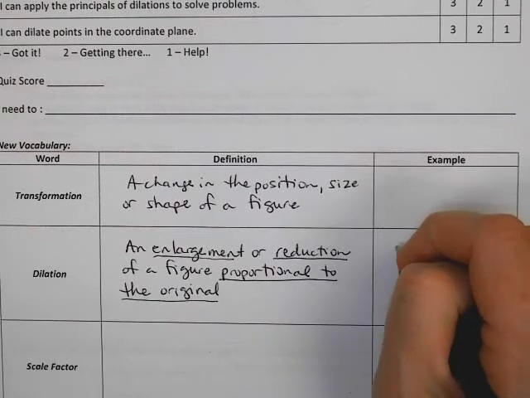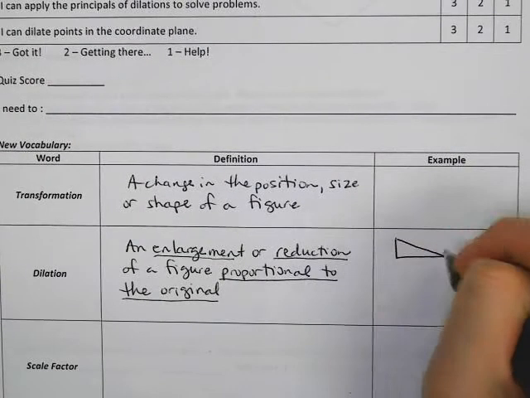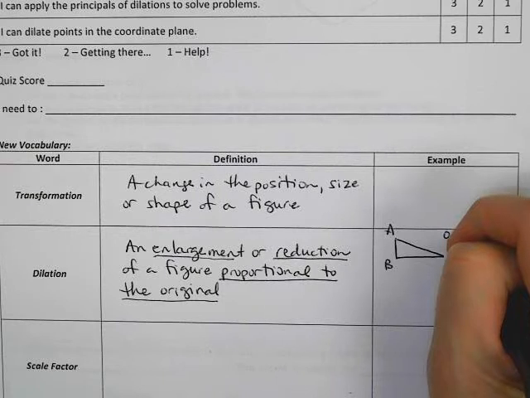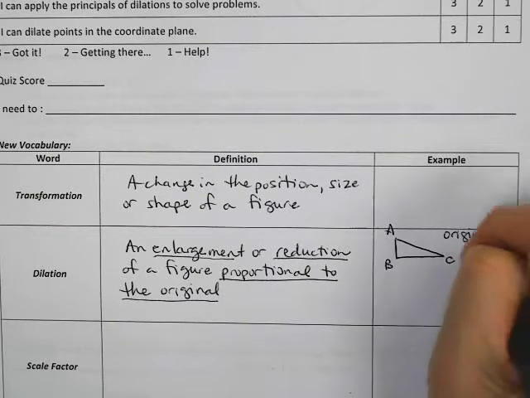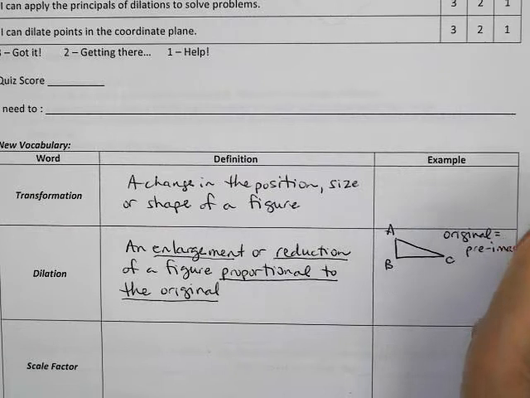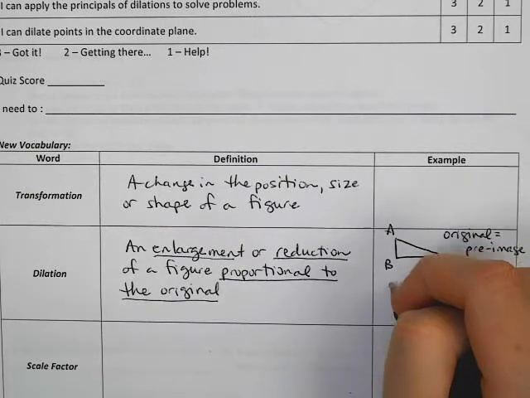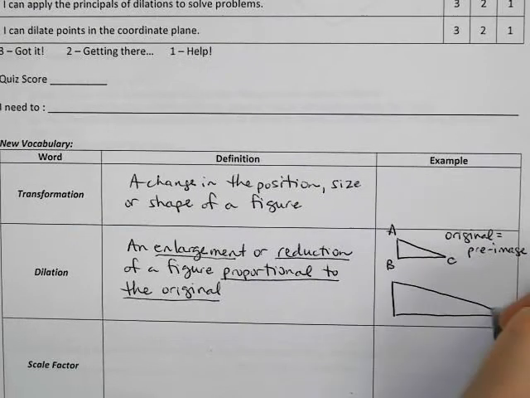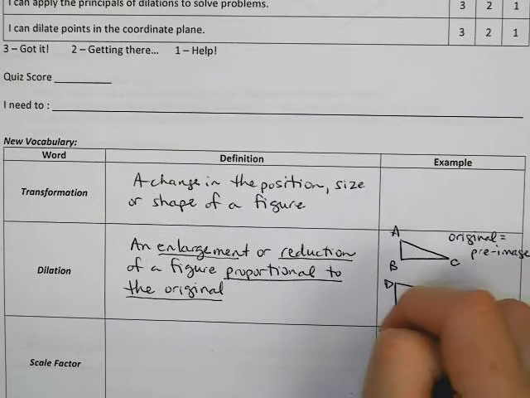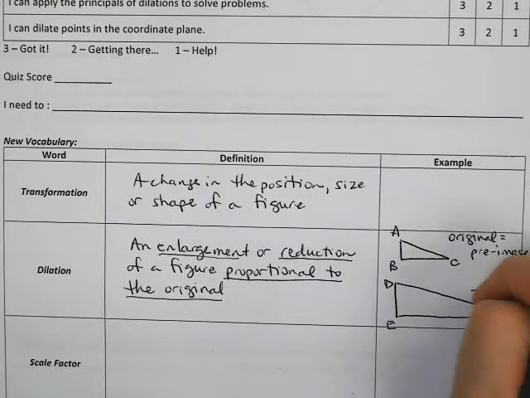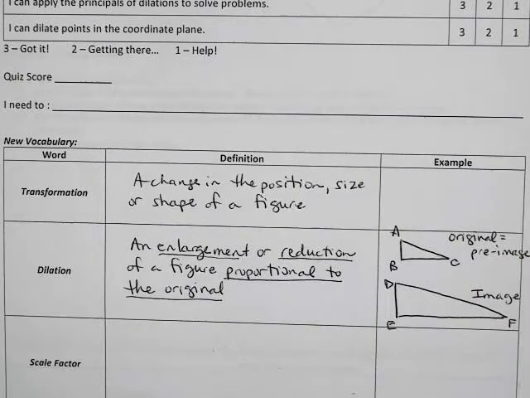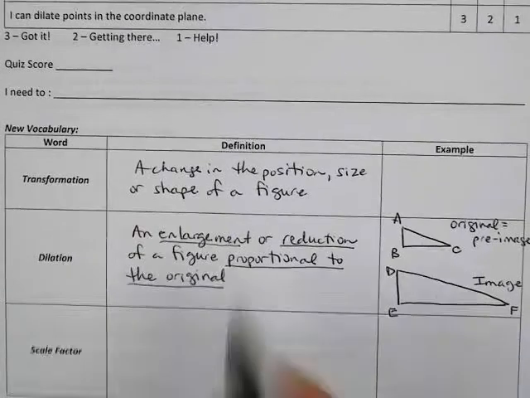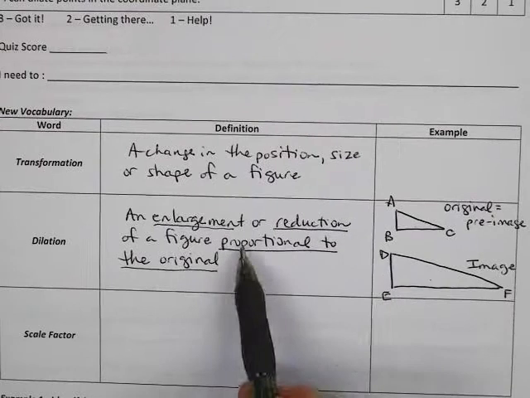So for example, I might start with an original that looks something like this. I could call that A, B, C. They call the original the pre-image, right? And then if we were to take a dilation, it might look something like this. All right, this would be the image. So this would be a dilation of that original triangle. And the scale factor here comes into this idea of proportional to the original.